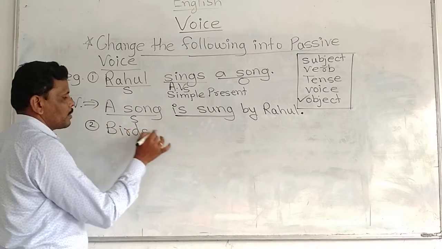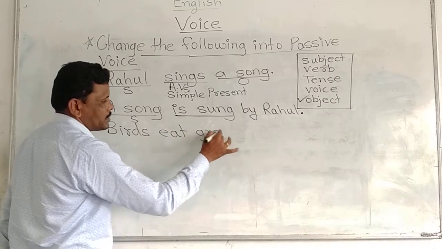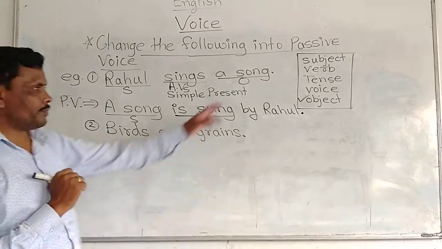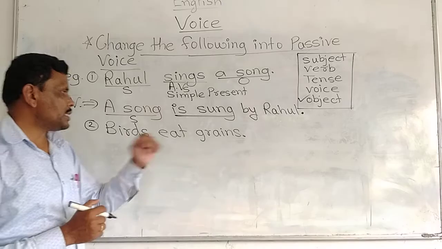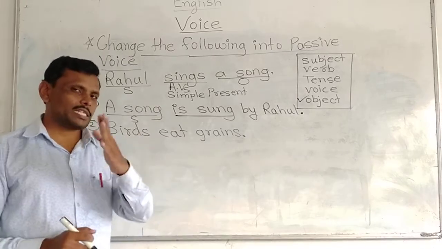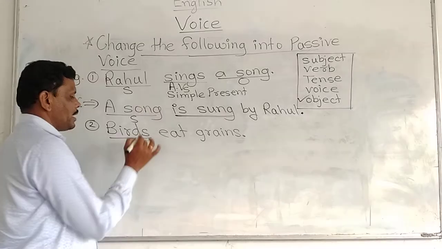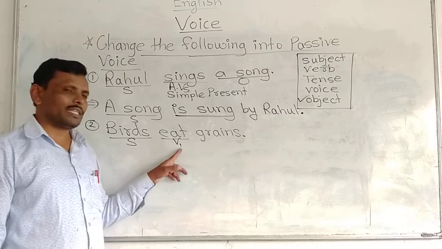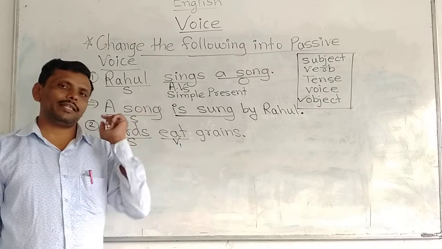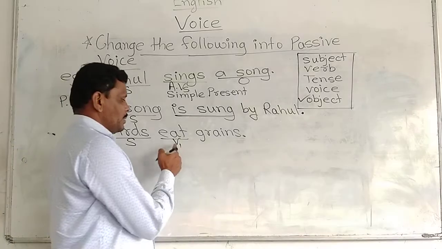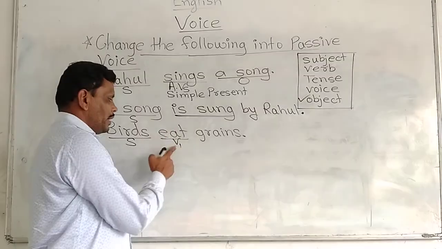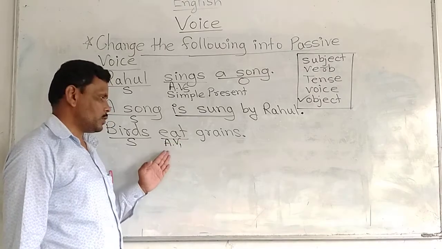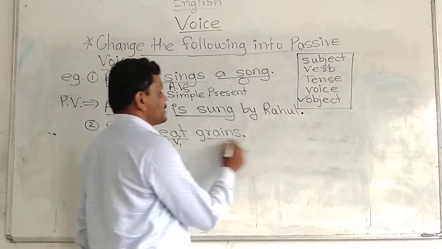Birds eat grains. See here. Find out where the subject is. Who eats grains? This is the question. Its answer is birds. Right? This is the subject. Eat is V1. After a plural subject there is V1. This is simple present tense. Birds eat. Simple present tense is given. Its active voice is there. V1 is used here, so this is active voice. And grains is the object.